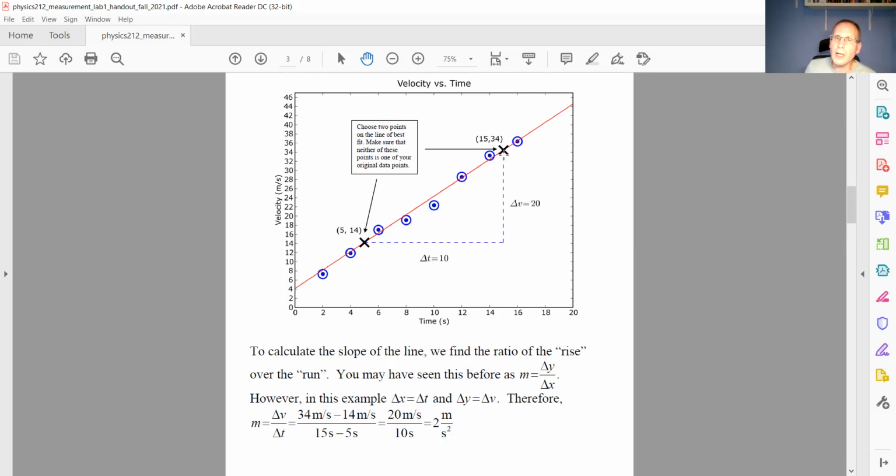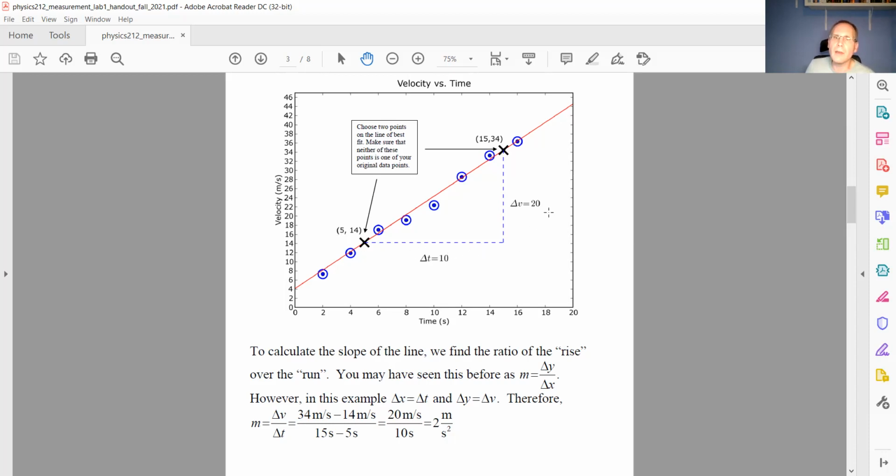Then I chose this point here. So 15 would be the time, 15 seconds, and then 34 would be the velocity, 34 meters per second. And now how do I calculate the slope once I have those 2 points? Well, that's simply going to be rise over run, right? You can think of it as velocity 2, 34, minus velocity 1. So that's where I get the change in velocity. Delta V is 20, 34 minus 14 is 20, divided by the change in the horizontal variable, which is time. So this is like T2 minus T1. So 15 minus 5 is 10, right? That would be my change in time.